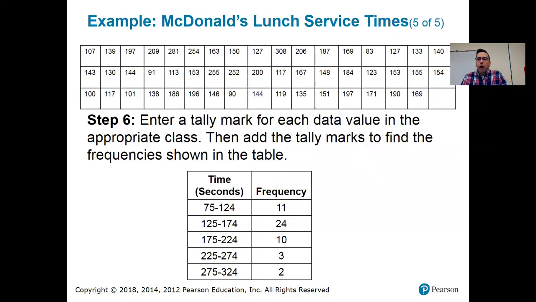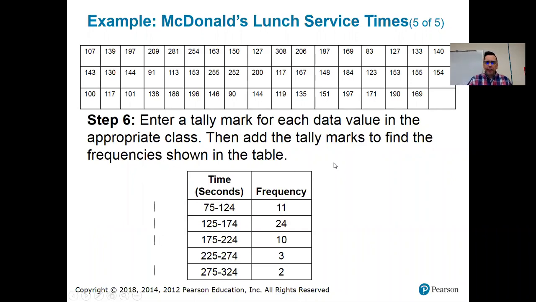If you're watching the video at home, what you might want to do right now is not take my word for it that these are the frequencies. We're going to start by entering a tally mark for each data value in the appropriate class. So you see the 107 right here. I'm going to put a tally mark right there next to that class. The next one is 139, so I put a tally mark there. 197 goes here. 209 also goes there. And then 281 goes here. And I think that might be where I stopped.